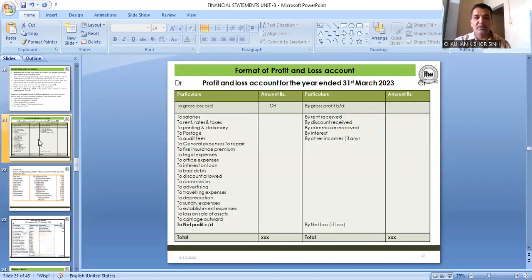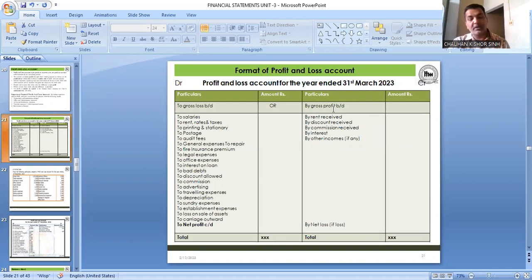Here on the screen, you can see the format of profit and loss account is given. See the first side, credit side. On the credit side you have recorded gross profit brought down. This gross profit we have found in the trading account. So in trading account, if you have gross profit, that you have to transfer here on the credit side.